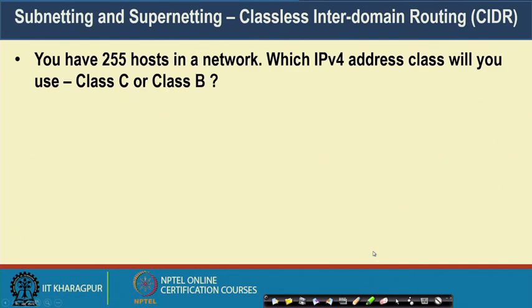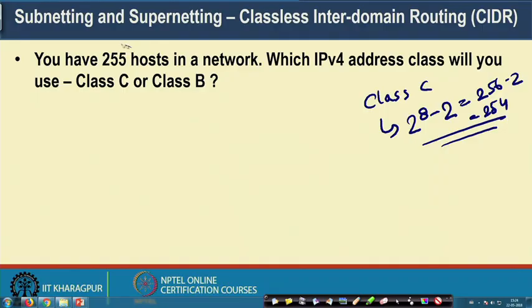Now, one interesting question: say you have 255 hosts in a network. The question is which IPv4 address class you should use. Should you use a class C IP address or a class B IP address? If you look into a class C IP address, you have 8 bits in the host space. So, for a class C IP address, the number of valid hosts is 2 to the power 8 minus 2, which is equal to 256 minus 2, that is 254.